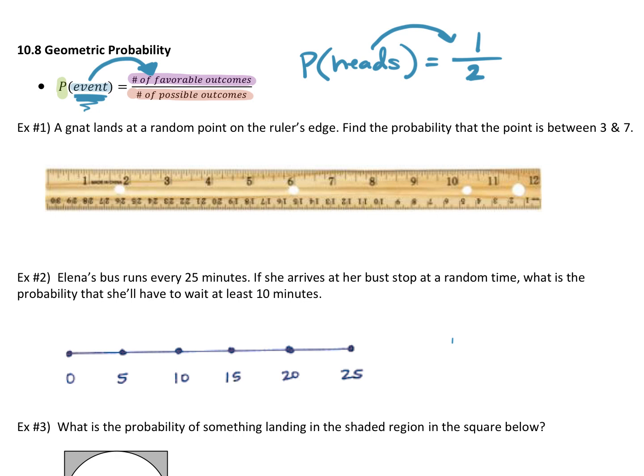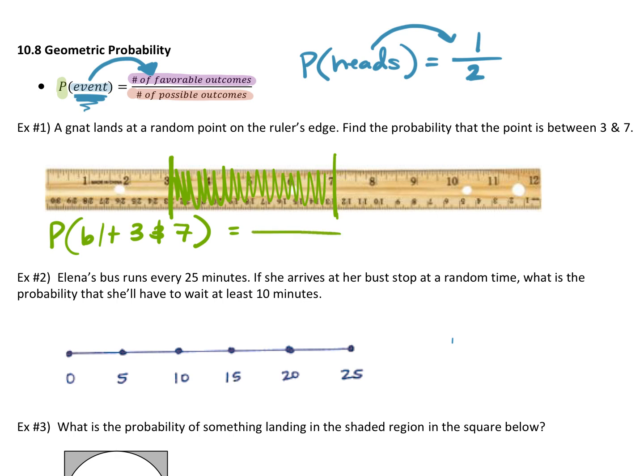So take a look at this. You have a ruler here. It says a gnat lands at a random point on the ruler's edge. Find the probability that point is between 3 and 7. So here's 3. Here's 7. I'm saying, what is the probability that a gnat lands on this ruler and it lands in that green section? Okay, so the probability between 3 and 7.